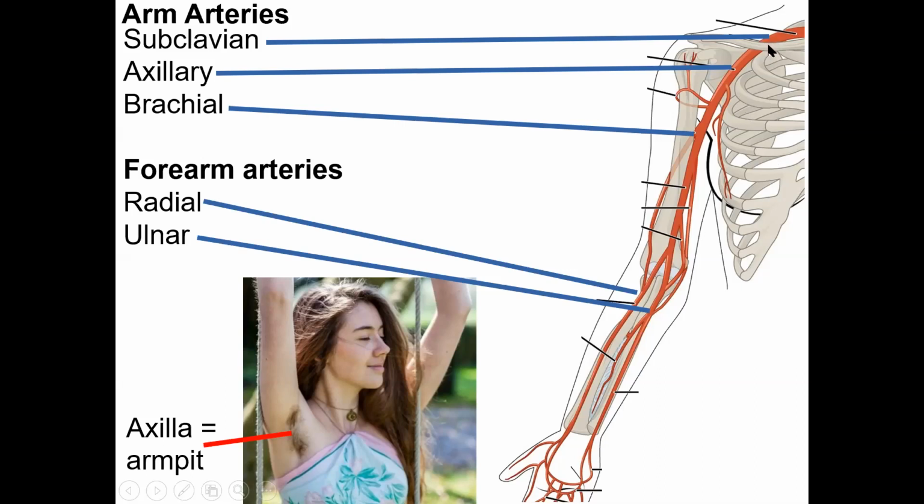So subclavian artery up to the clavicle, then we've got axillary artery up to the interaction with the humerus, then we've got the brachial artery the rest of the way. When it gets to the elbow, it divides into two main arteries, the radial branch, which goes to the lateral aspect of the forearm and hand, and then the ulnar branch, which does the medial aspect of the forearm and hand.